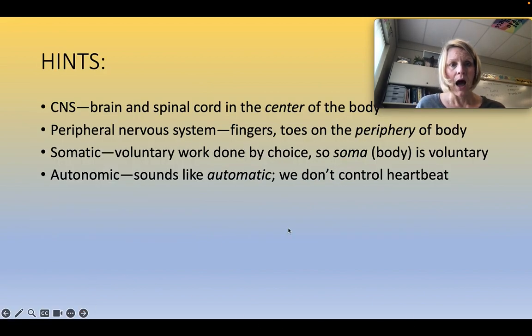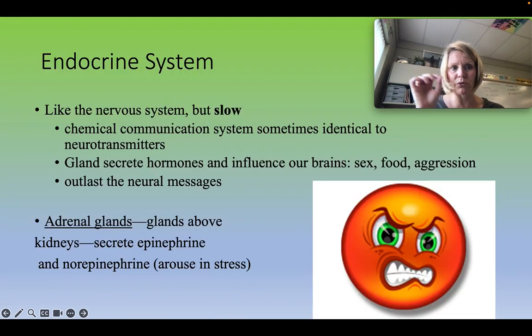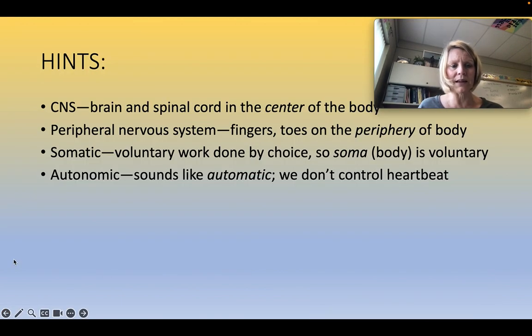Okay, so here's just a few hints. We're about done here. I just want you to remember things like the central nervous system is in the center of the body, the brain and the spinal cord. The peripheral nervous system is everything on the periphery of the body. Everything but the brain and spinal cord is included in the peripheral nervous system. The somatic, think about the word soma, like body. It's voluntary. Your body voluntarily takes these actions. I move my hand away. I put my foot on the brake. And then the autonomic sounds like automatic. It's involuntary. We don't control things like our heartbeat.